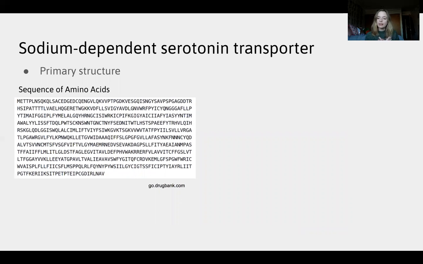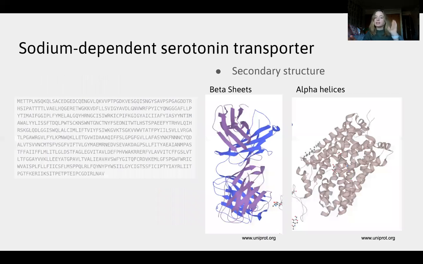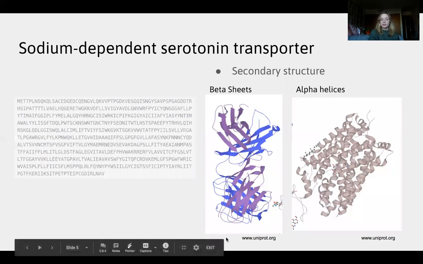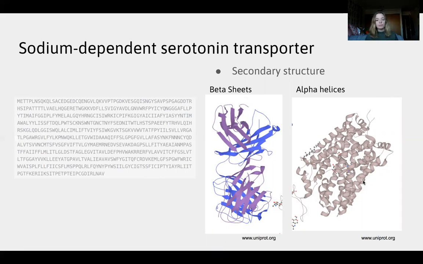However, if we put all these amino acids together, we are going to start to see the secondary structure, which is regular repeating patterns, but it's going to be in regards to the main chain. So not the side chains that come from those amino acids, but the main backbone, and it's going to be done through hydrogen bonding. And we're going to see different types of folding. In the serotonin transporters, we're going to see two different kinds. First, we'll see beta sheets, which we see on the left, and then there will also be alpha helices, and these again are determined by the hydrogen bonding.